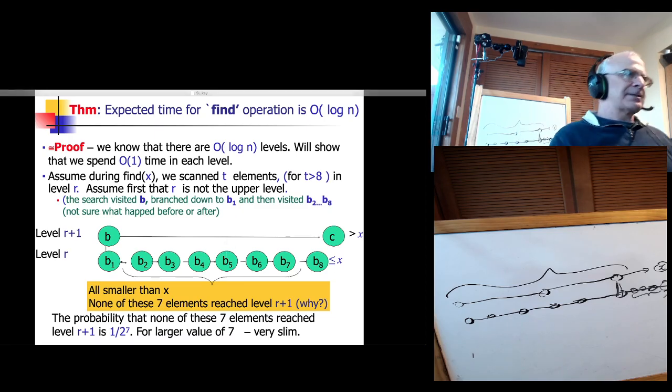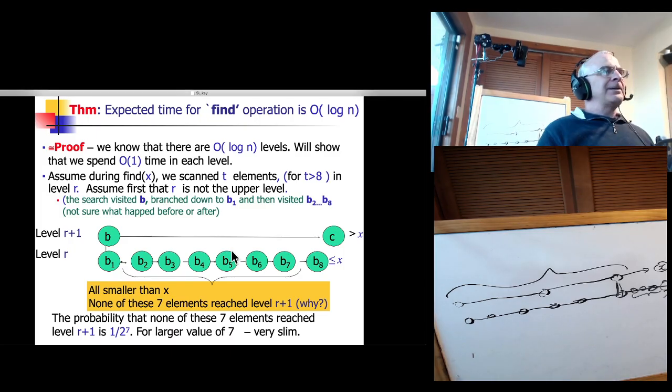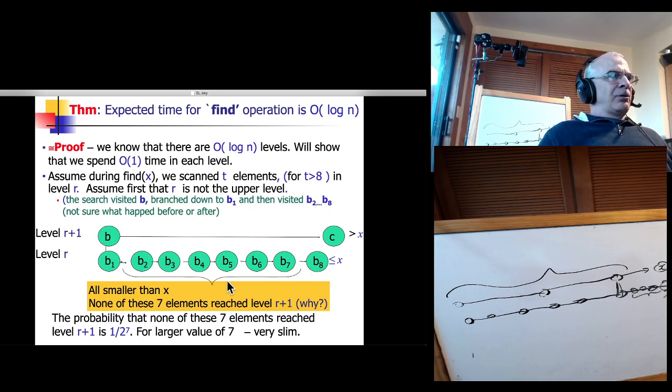Then it reached its Parkinson level, its maximum, its luck ran out. That's the highest level that it reached, and it had a 50% chance to make it to the next level. B2, very same deal. B3, very same deal, up to B8. Each had a chance to move to level R plus 1, did not make it. So now I'm asking, what is the probability that I'll see a run of 7 elements that all decided to make it only to level R but not to level R plus 1?